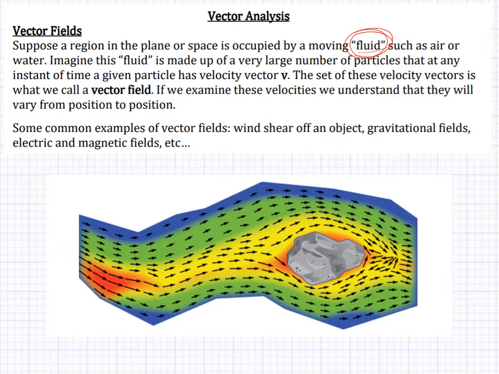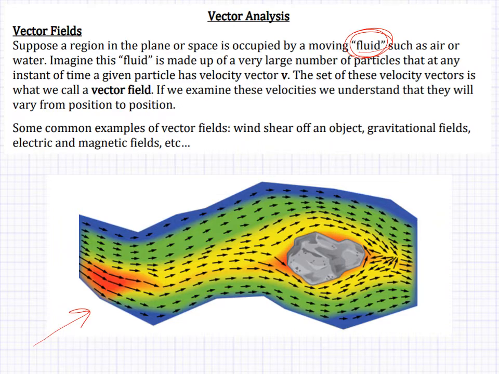The idea here is this fluid is made up of a series of particles, and those particles are going to be moving in a particular direction. So we could associate a vector with each one of those particles. The set of all those vectors associated with every single particle is what we're going to call a vector field. Think of a couple of examples, like a river and water flowing through the river, which is the example I have here.